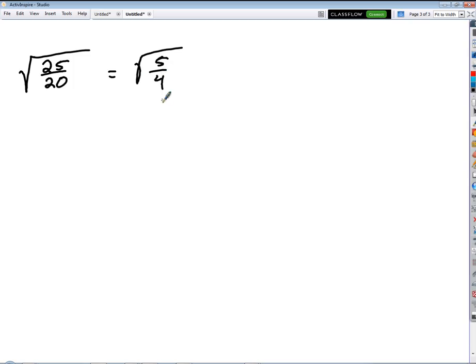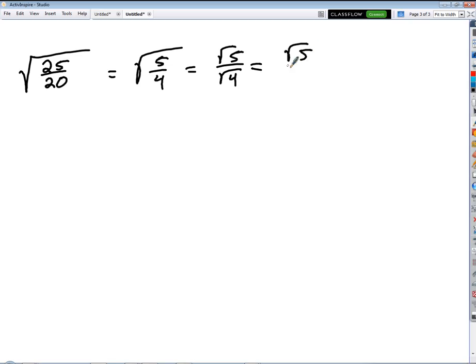Okay, if I ever have a square root of a quotient, I can split it up, right? So I just get square root of 5 over square root of 4, which is 2 on the bottom, and we're done. We didn't get any radicals trapped on the bottom, so we're done.